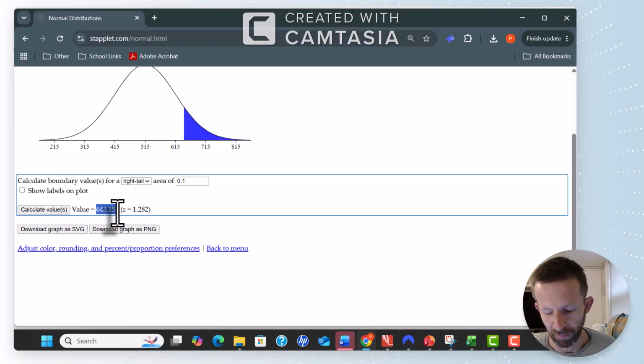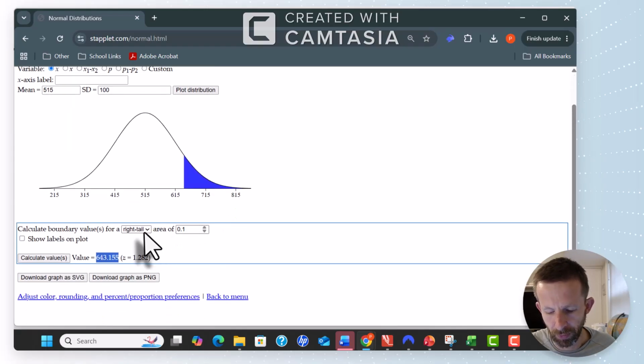Anyone to the left of 643.15 would be in the bottom 90%. So anyone to the right of 643.15, so 644 or higher, would be in the top 10%. Anyone to the left of 643.15, so 643 or lower, would be in the bottom 90%.